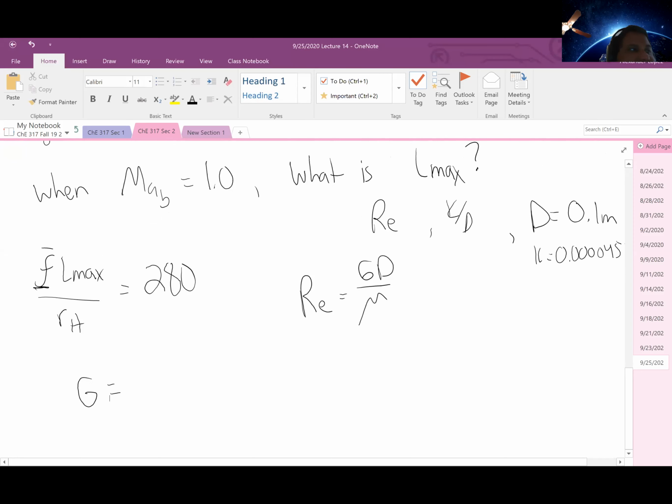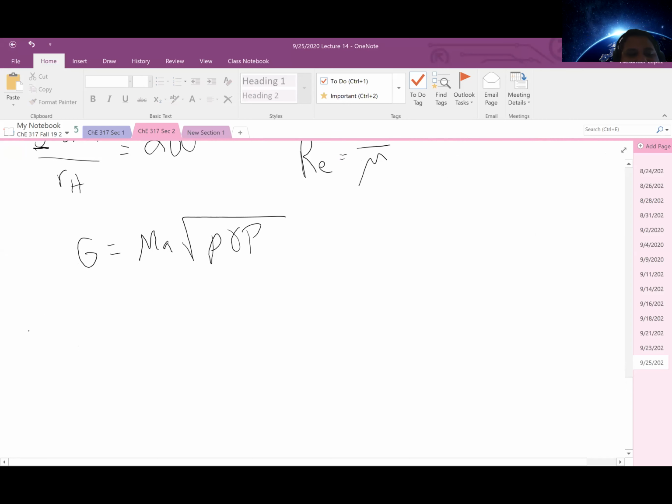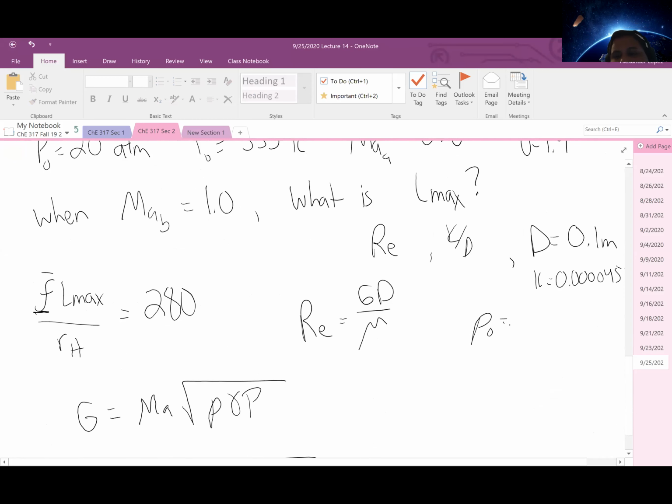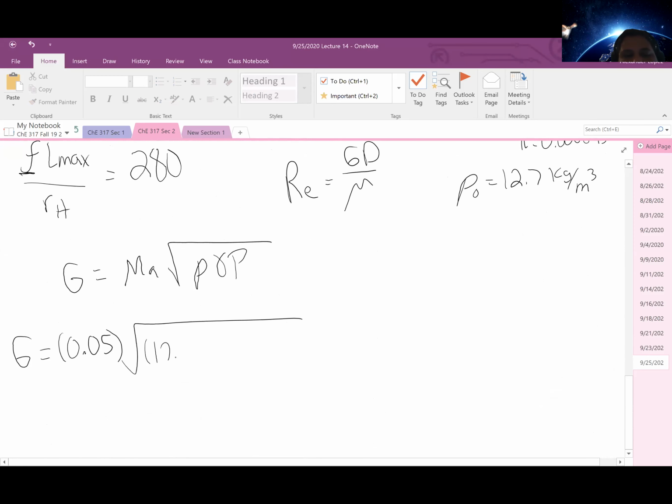Well, earlier I stated that the mass velocity can be solved knowing the Mach number and the square root of density, gamma, and pressure. So G is equal to 0.05 times the square root of the density. Now for this system at 20 atmospheres and 555 Kelvin, we worked an example on Wednesday that solved for that density, and it was about 12.7 kilograms per cubic meter. The gamma for air is 1.4, and the pressure is 20 atmospheres.